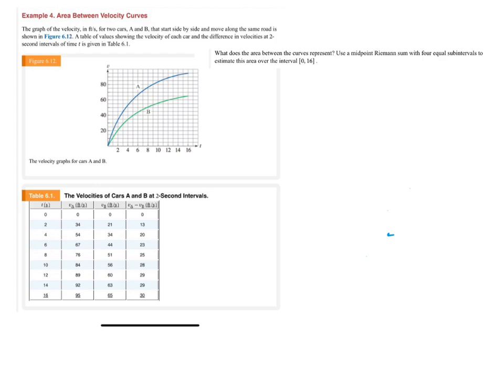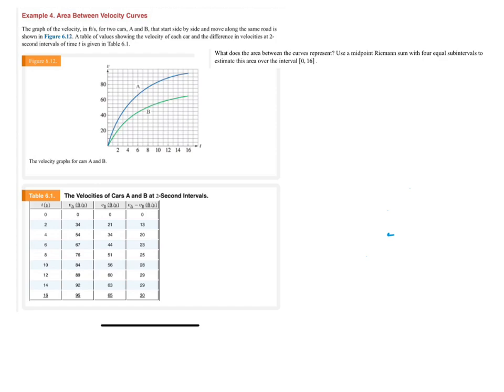We're going to start with example 4, and it says this is the area between two velocity curves. Well, what do you know about the area under one velocity curve? What is that? Position, displacement, right? So if I'm looking for the area between these two curves, let's read the problem. It says the graph of the velocity in feet per second for two cars, A and B, that start side by side and move along the same road. So they start side by side, they move along the same road.